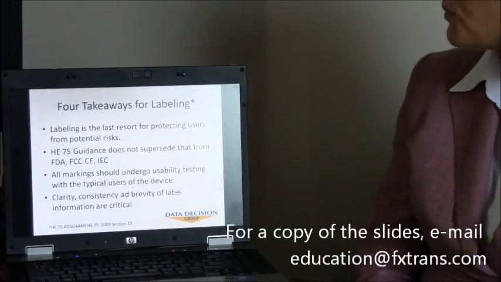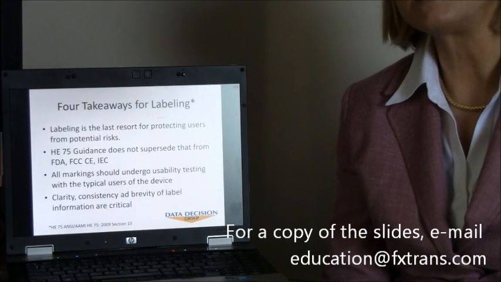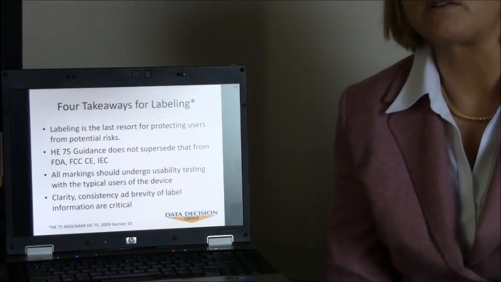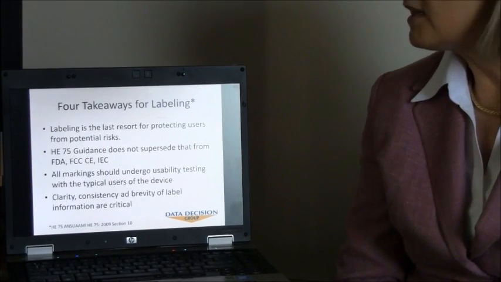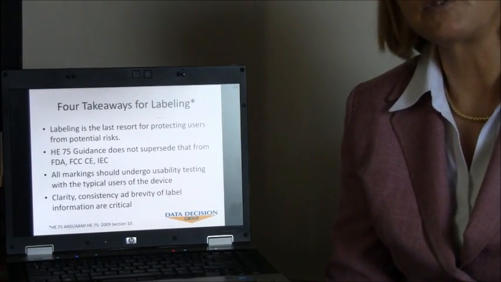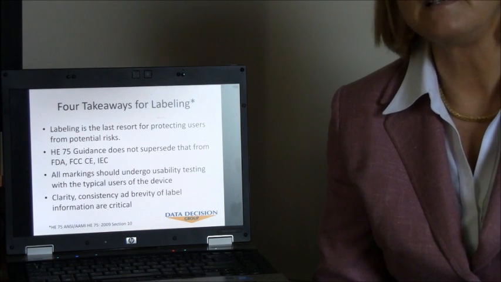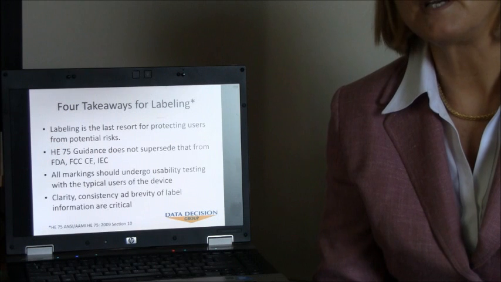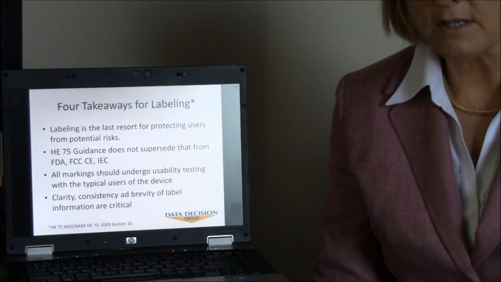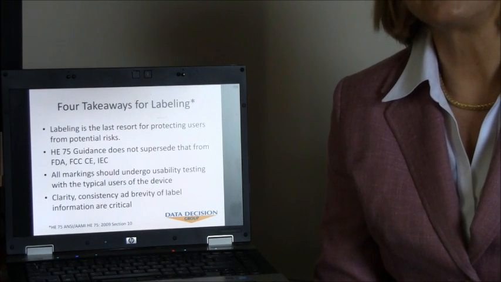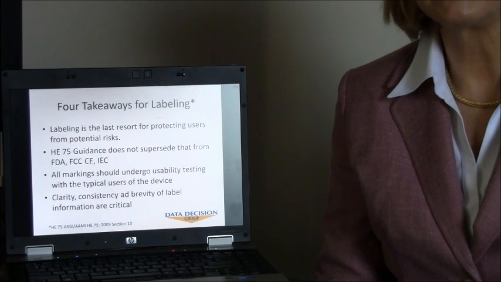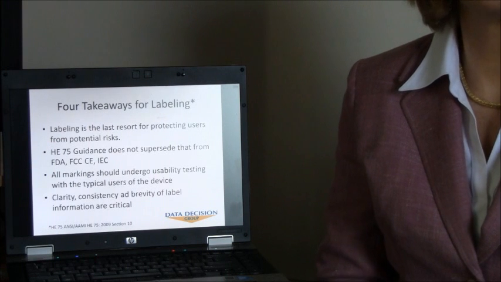There are really four takeaways in terms of the mandates for labeling that are in HE75, and there are other guidance documents that are also required. The first takeaway is that labeling should be the last resort for protecting users from potential risks. Now, this doesn't mean that labeling isn't an important component, but what FDA wants to see is that good human factors engineering is engineered into the device, and that labeling is an information source among many others.